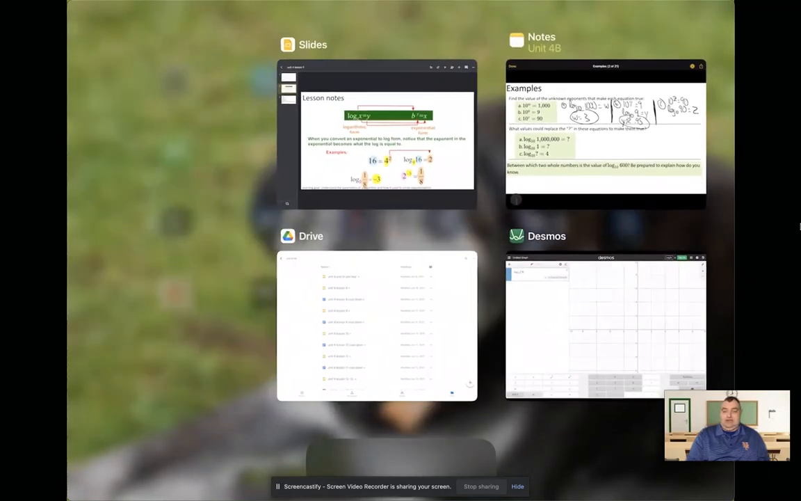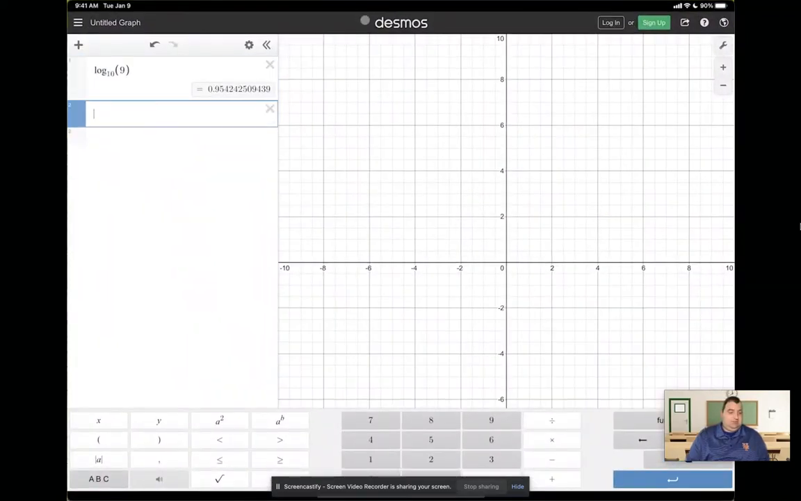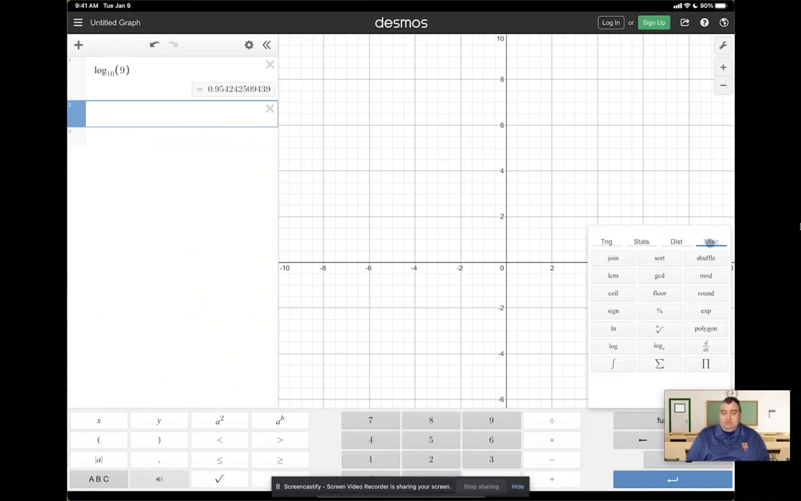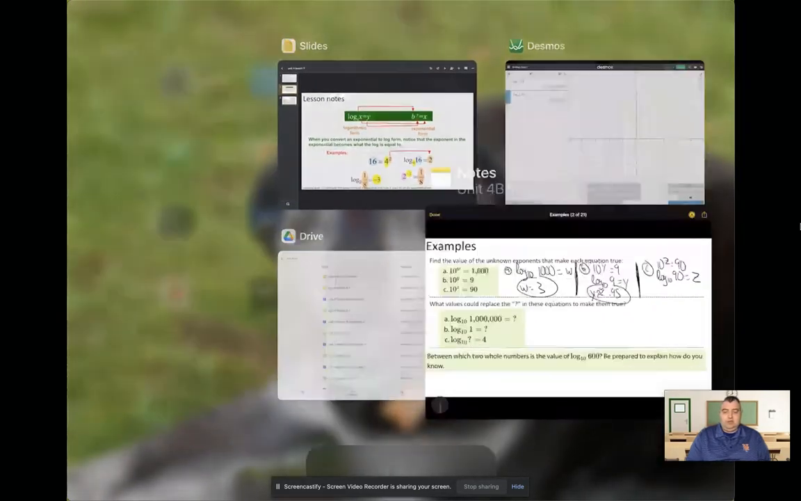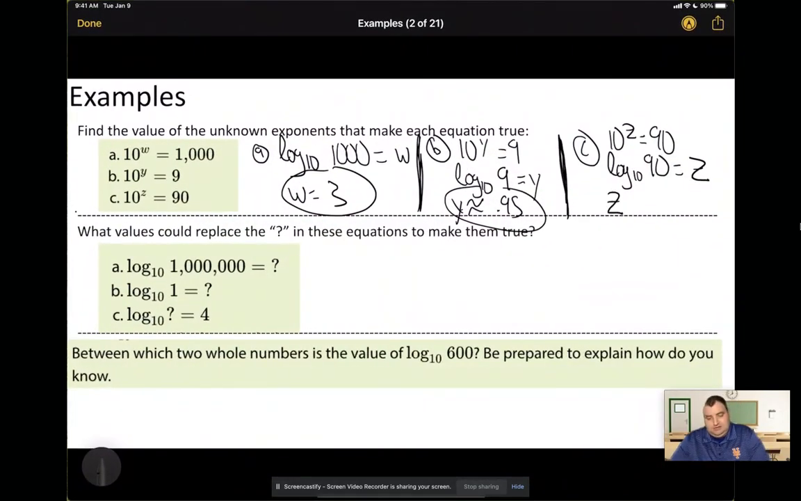To get my exact value, I'm going to go to Desmos again. And again, it's functions, miscellaneous, and then you can see log base A right here. And we said it was log base 10 of 90. And what do you know? We get an answer between 1 and 2. So it's approximately equal to 1.95. Z is approximately equal to 1.95.